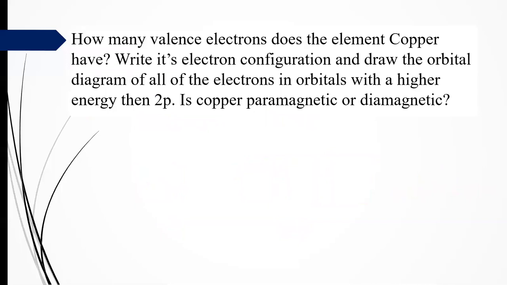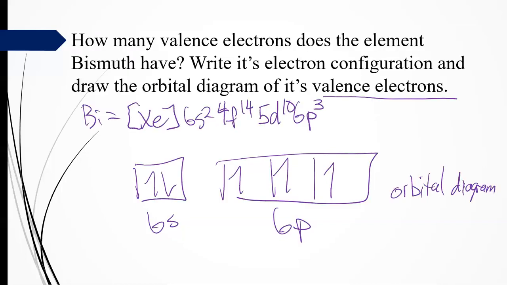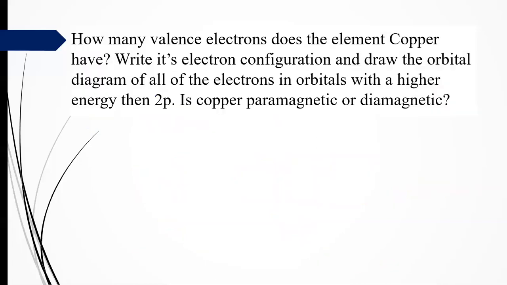Oh, I forgot to include this. So we also should say bismuth has 5 valence electrons. So how many valence electrons does the elemental copper have? Write this electron configuration and draw the orbital diagram of all of the electrons in the orbitals with a higher energy than 2p. Is copper paramagnetic or diamagnetic?